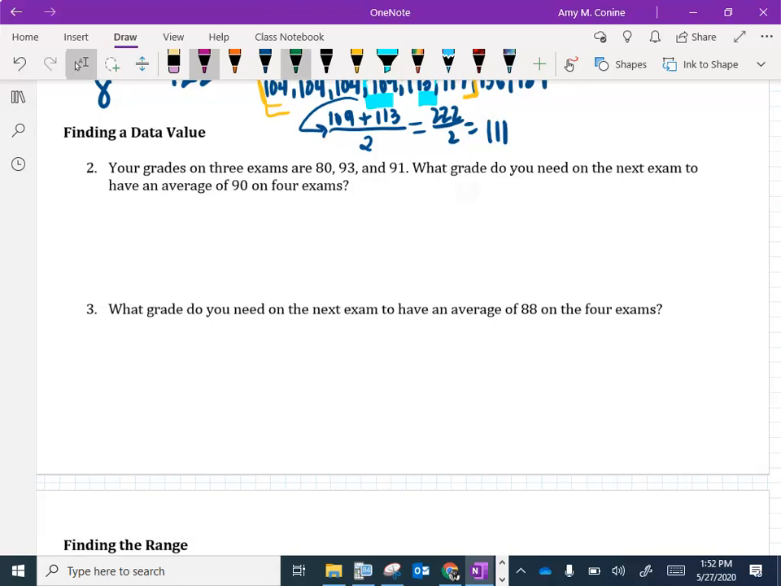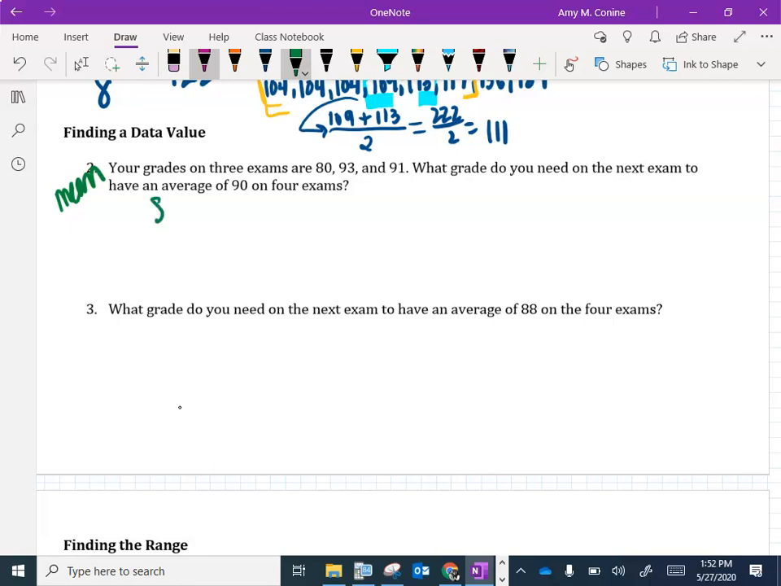I think we've done something like this already this year. But basically, you're finding your mean here. Okay, you have a mean. You're not finding the mean. You're using what we know about average and mean to find that missing exam score.